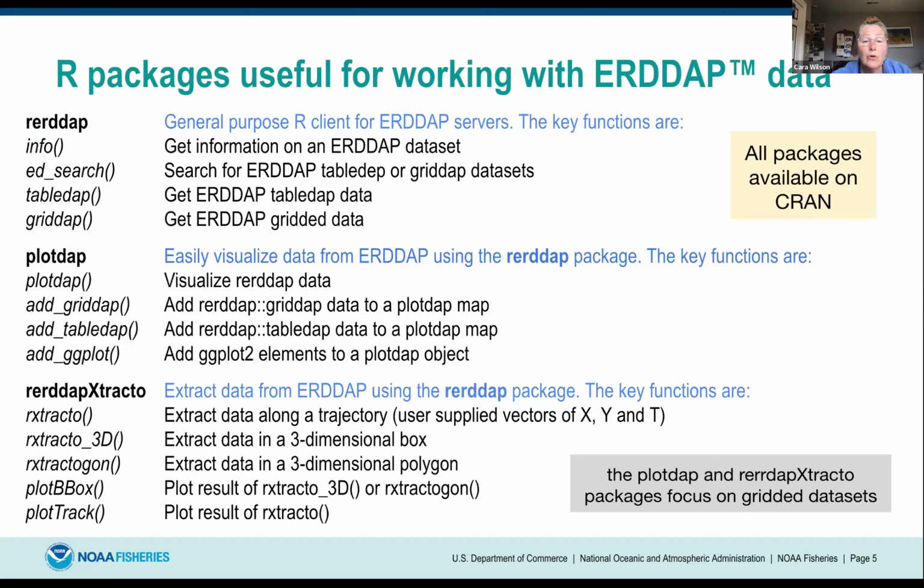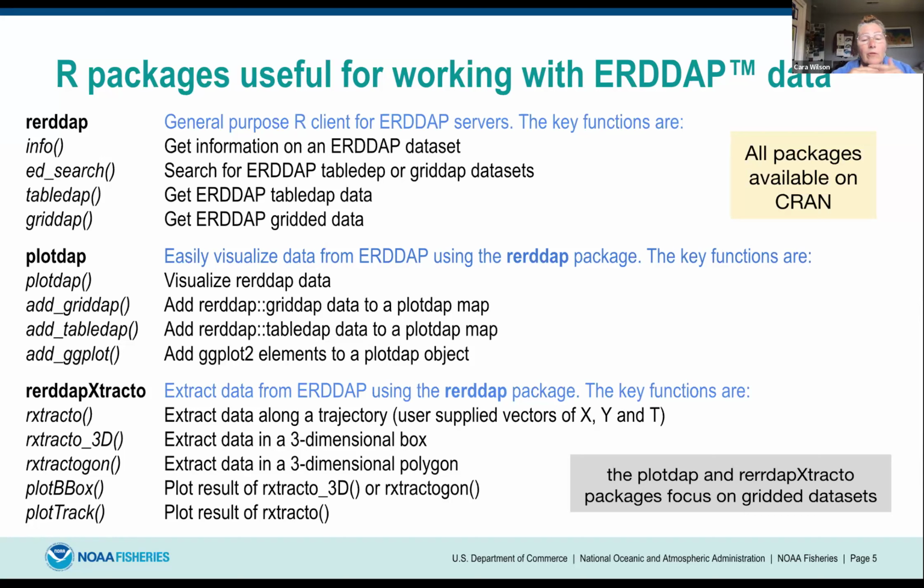That's rxtracto. The user supplies a vector of X, Y, and T, and then the function goes and gets the satellite data that the user requests associated with those points. The other function gets data in a 3-dimensional box. This is basically the same thing that you can get from griddap, but it returns the data in a slightly different format, and I'll be talking about that. And then rxtractogon also gets a 3-dimensional cube of data, but instead of being a box, it's an irregular shape.